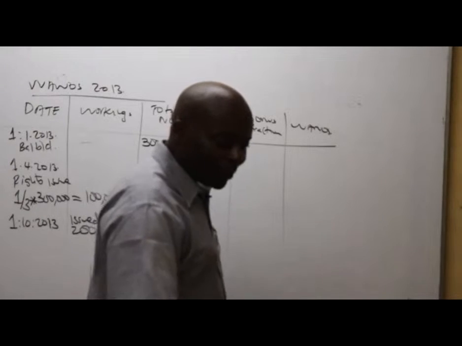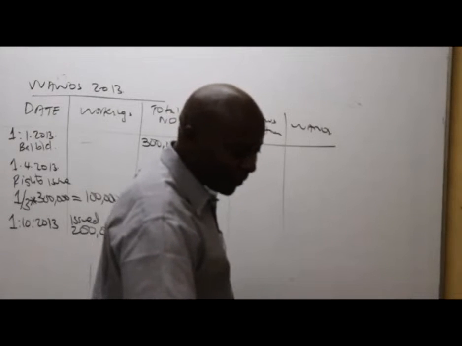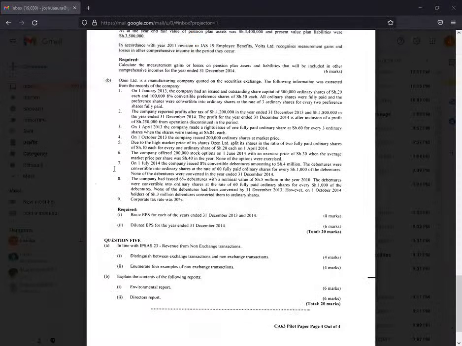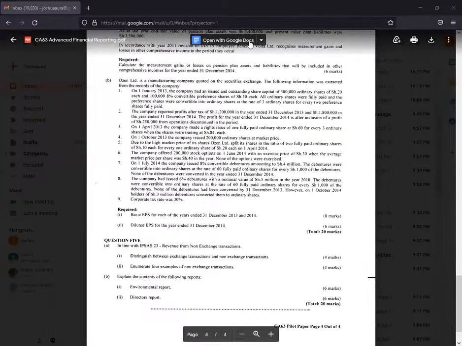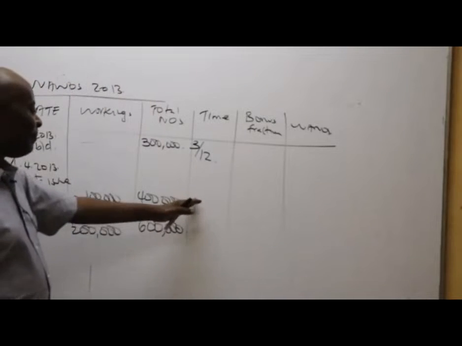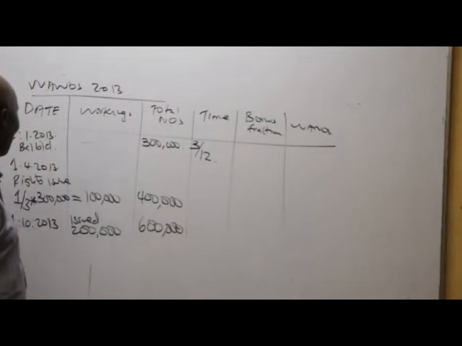Are we done with April? Not yet. I know you are asking if we are done with April. I just want to capture the transactions of 2013. Looking at the next one, it was the year first. The company offered 20. Now it has jumped to 2014. There is nothing else in 2013. So now give us the time from 1st April to 1st October.